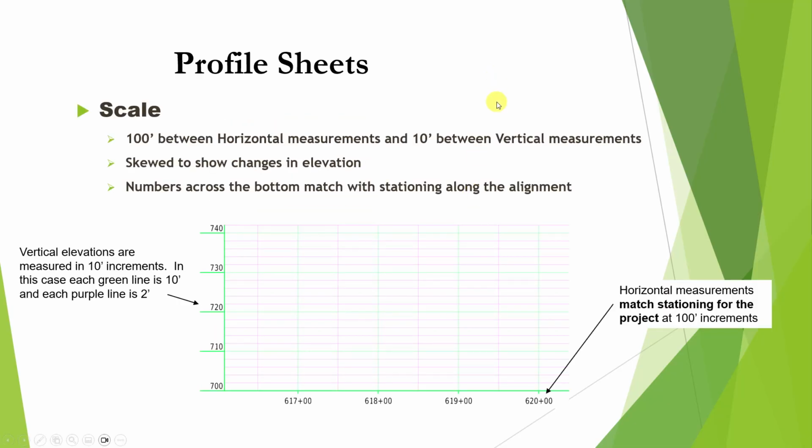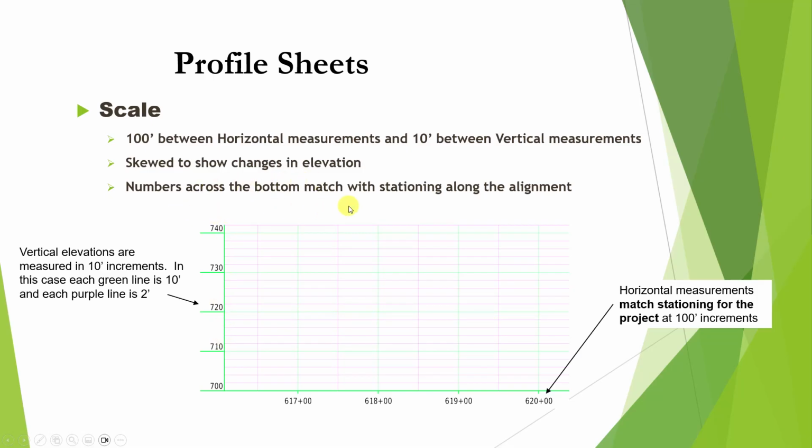Now, to scale, the way this works is it's 100 foot between horizontal measurements and 10 foot between the vertical measurements. It's skewed to show the changes in elevation. So yeah, we change it so that you can see that change, that the big curves instead of just a small little curve that you can't see. That's why the elevation's like it is.